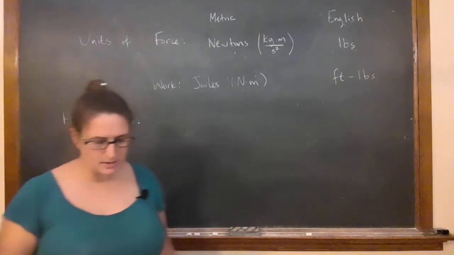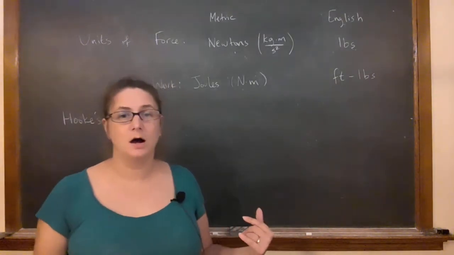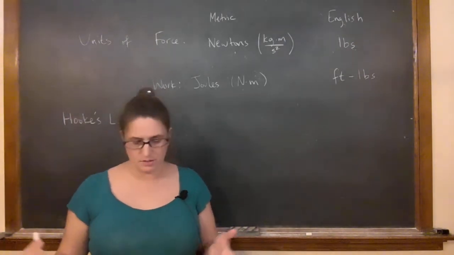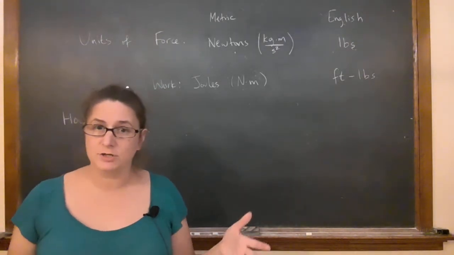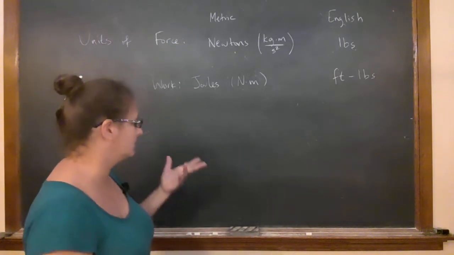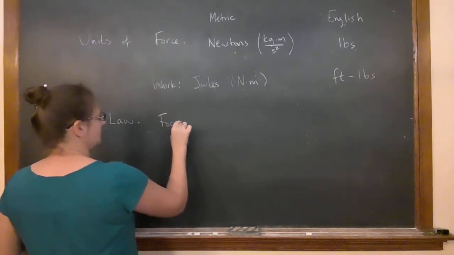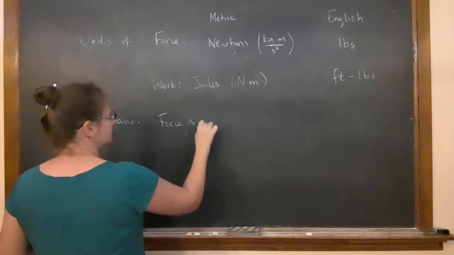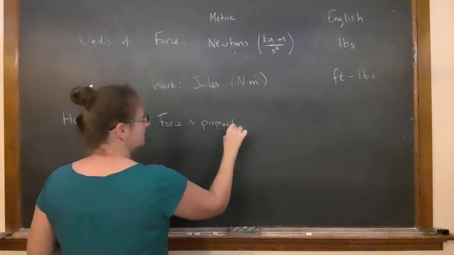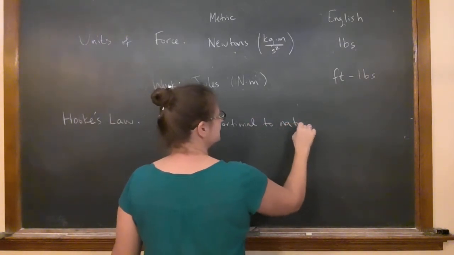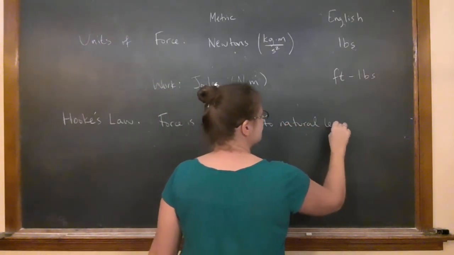Which we can write down, we can say in words. In words, force is proportional to the distance from the natural length of the spring. So I'm going to write that down. Force is proportional. So what do I mean by the natural length? It's the unstretched length.